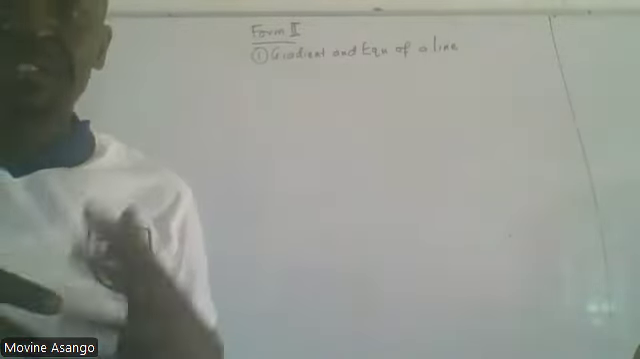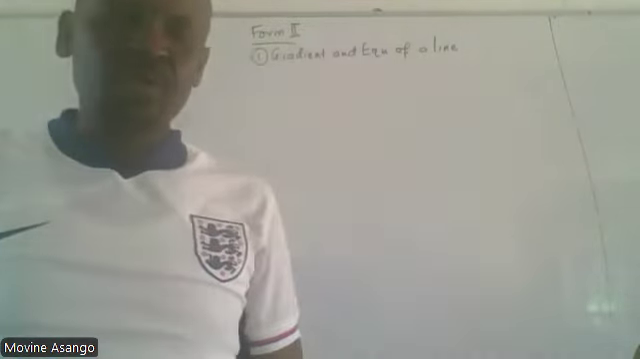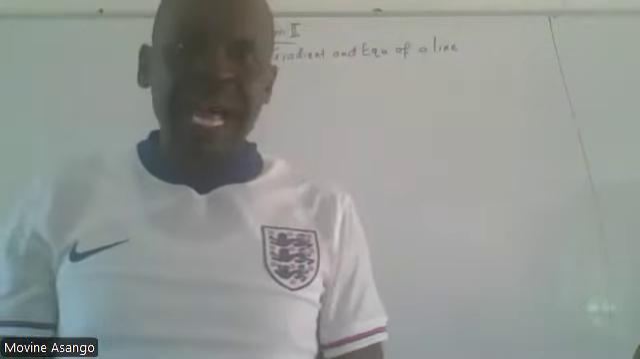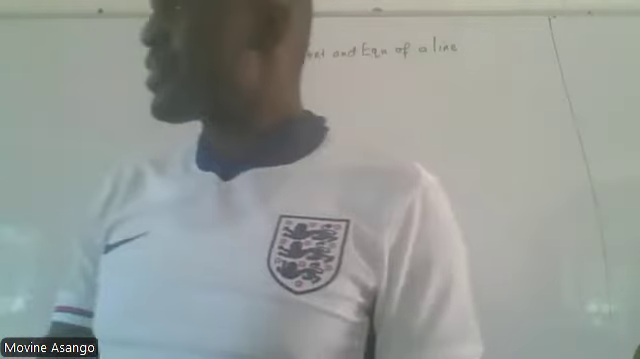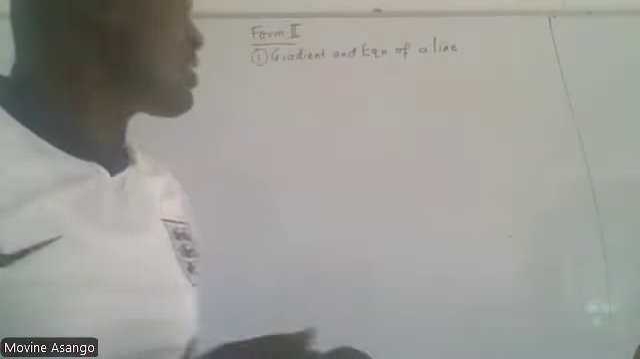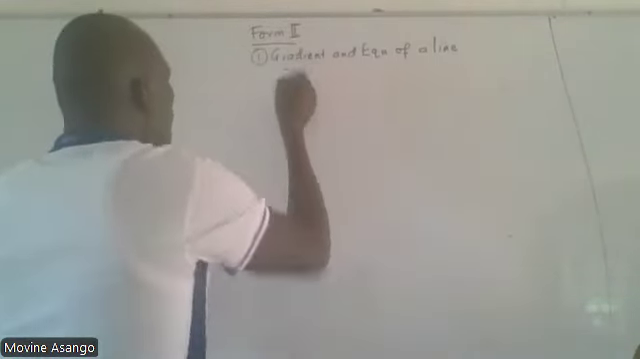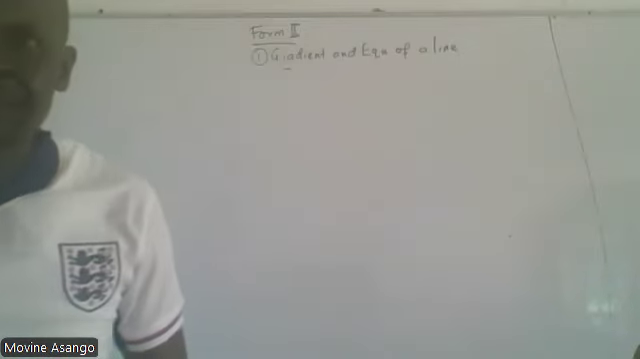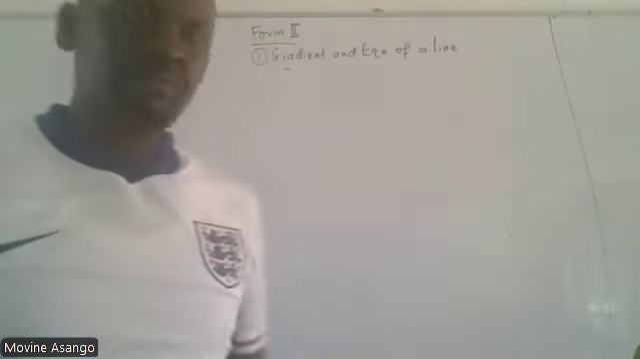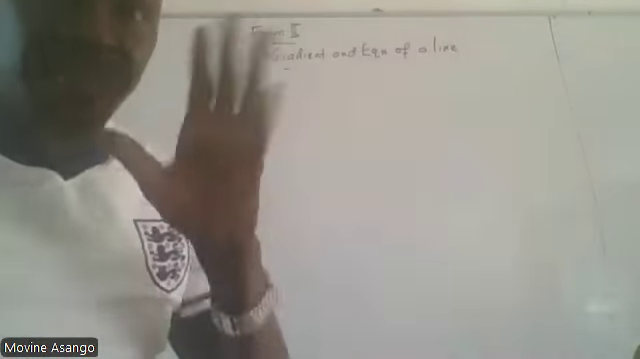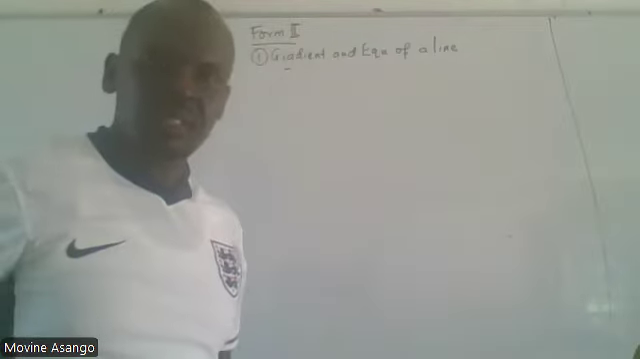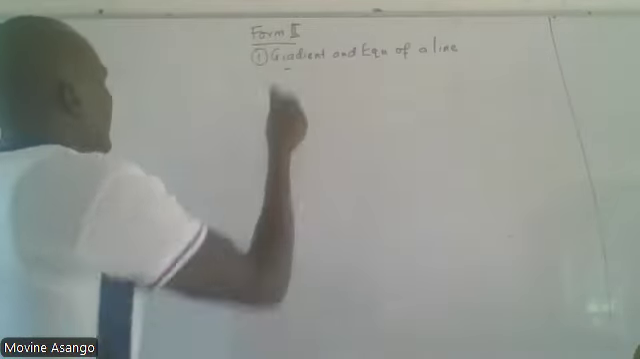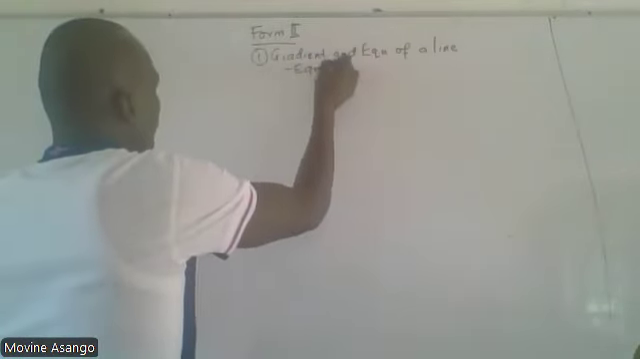That is a very important component of Form 2, Section 2. And under gradient and equation of a straight line, a candidate must know how to get the equation of a straight line given 2 points. You must know the equation of a line given 2 points.